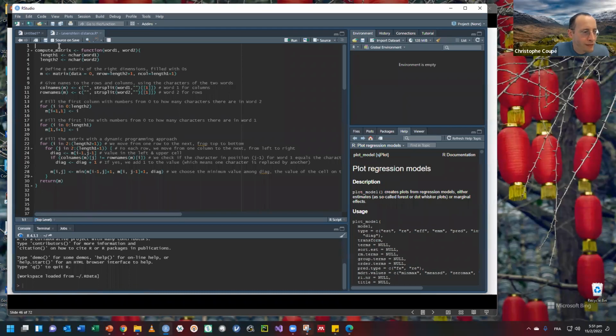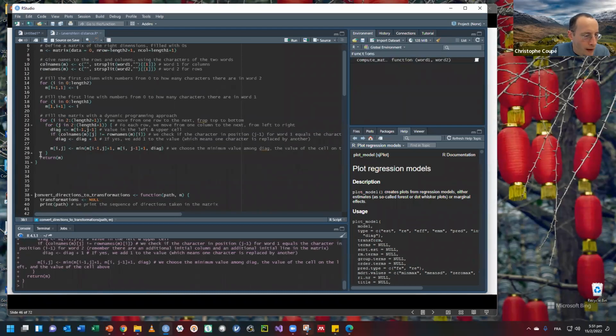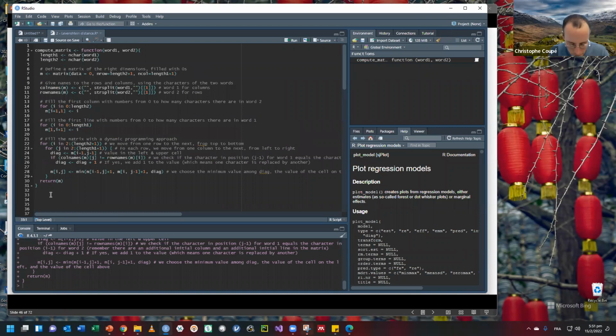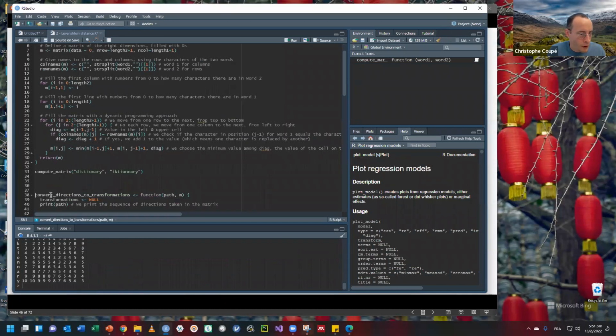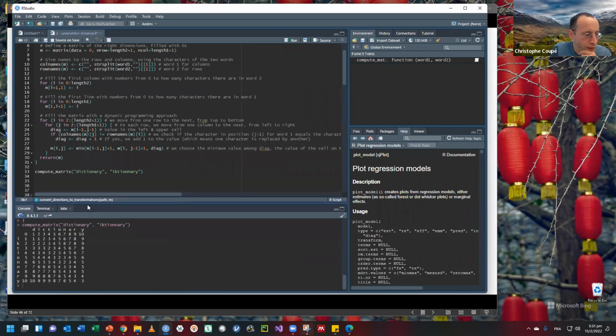If I do that, and then I'm asking compute matrix, what do I get? I get exactly the matrix that you should have if you apply it correctly. Okay, it's a simple algorithm to get the matrix.